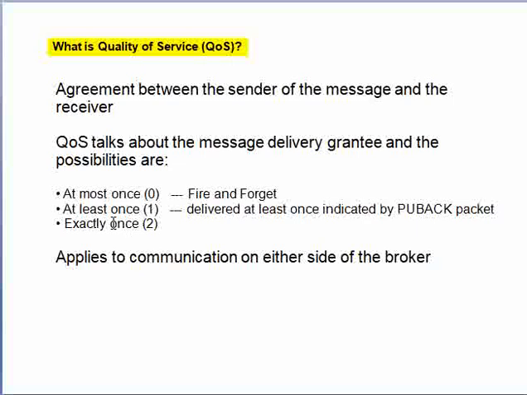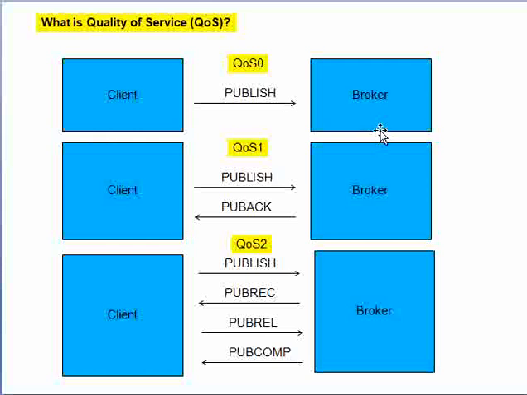This applies on either side of the broker, whether it be a subscriber or a publisher. It applies to either side of the communication with the broker. So if you see at a high level, this is how it looks like. Between the client and the broker, you see QoS 0, which means you just publish the data, you forget. The client is no more bothered, the broker is no more bothered whether it is received or not, the client doesn't check whether it is received or not, just a plain communication.